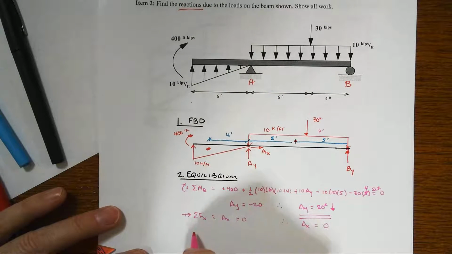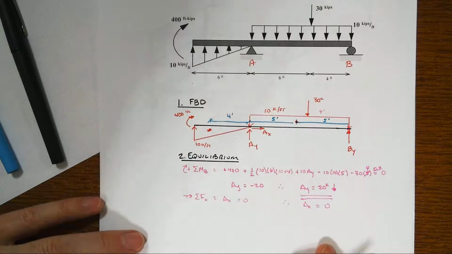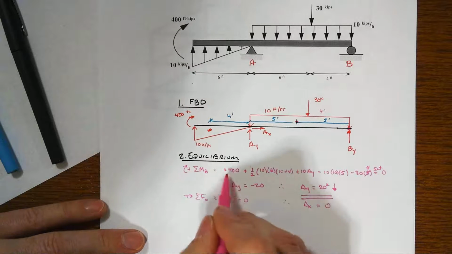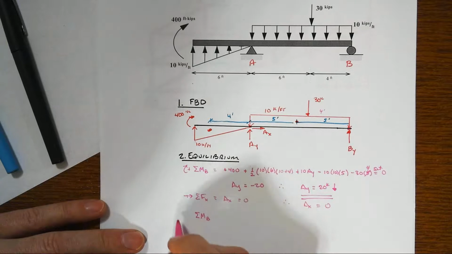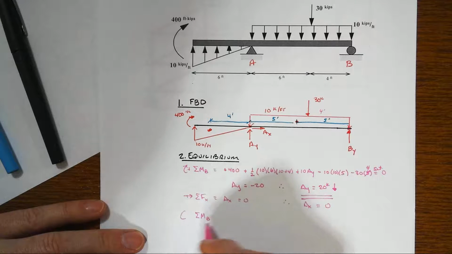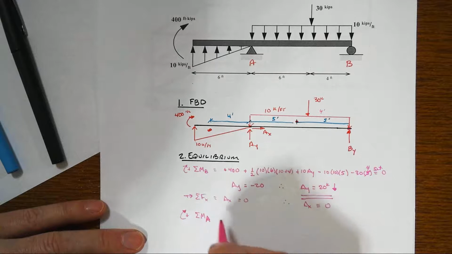And then we could sum forces in the y, but why do we want to do that? Because if we made a mistake on this other one, that'll carry over. So let's instead sum moments about point A, we already did point B. We'll take clockwise as positive again.